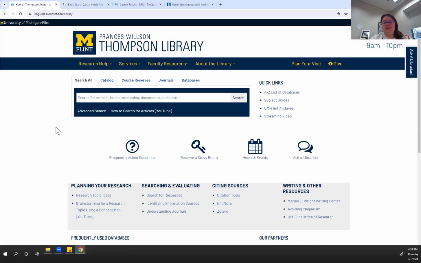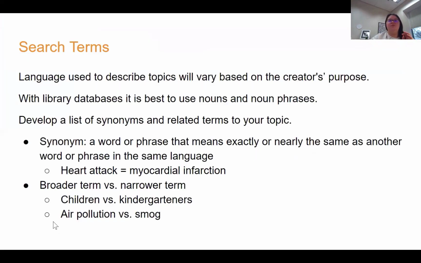I really like that analogy, Emily, and I'm going to steal it because that makes so much sense. So back to our regularly scheduled program.